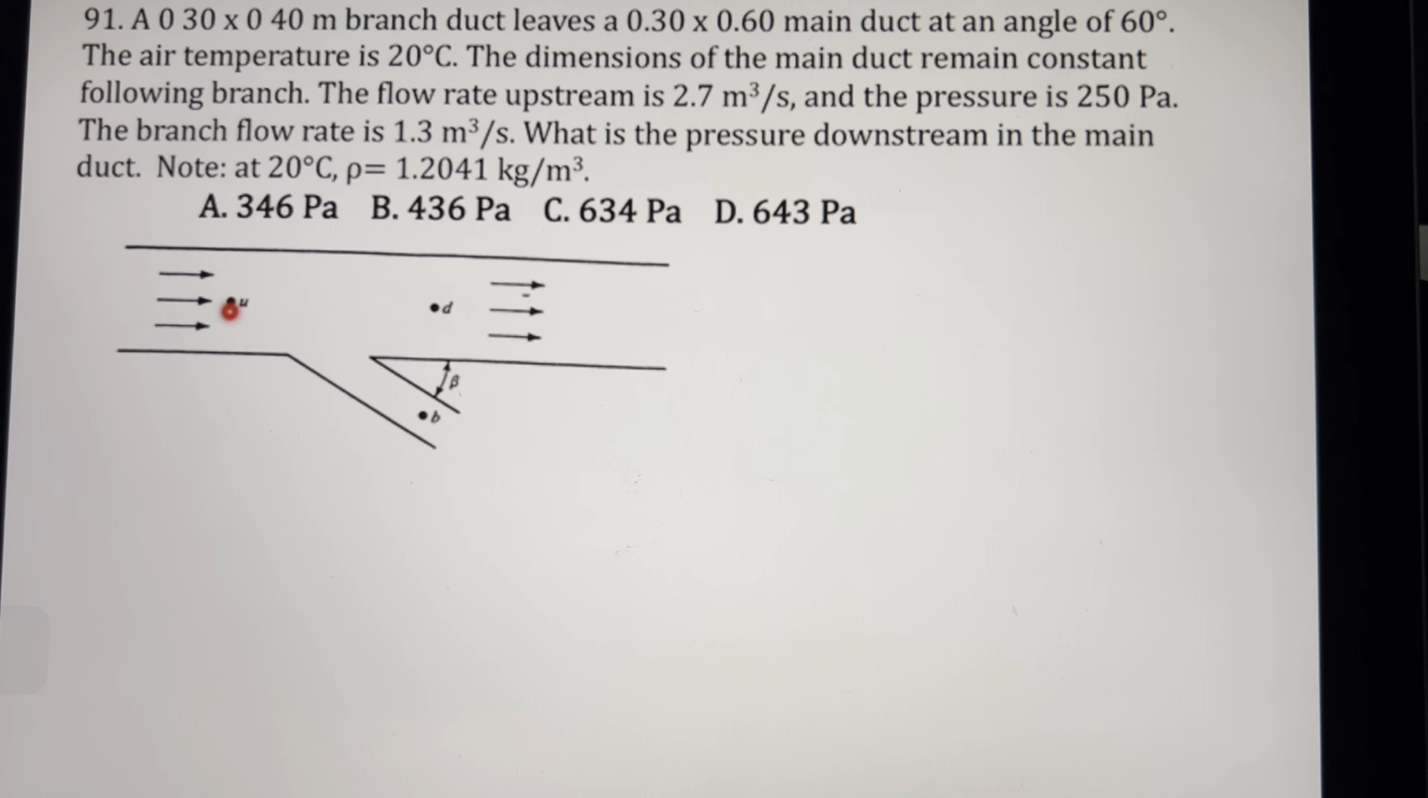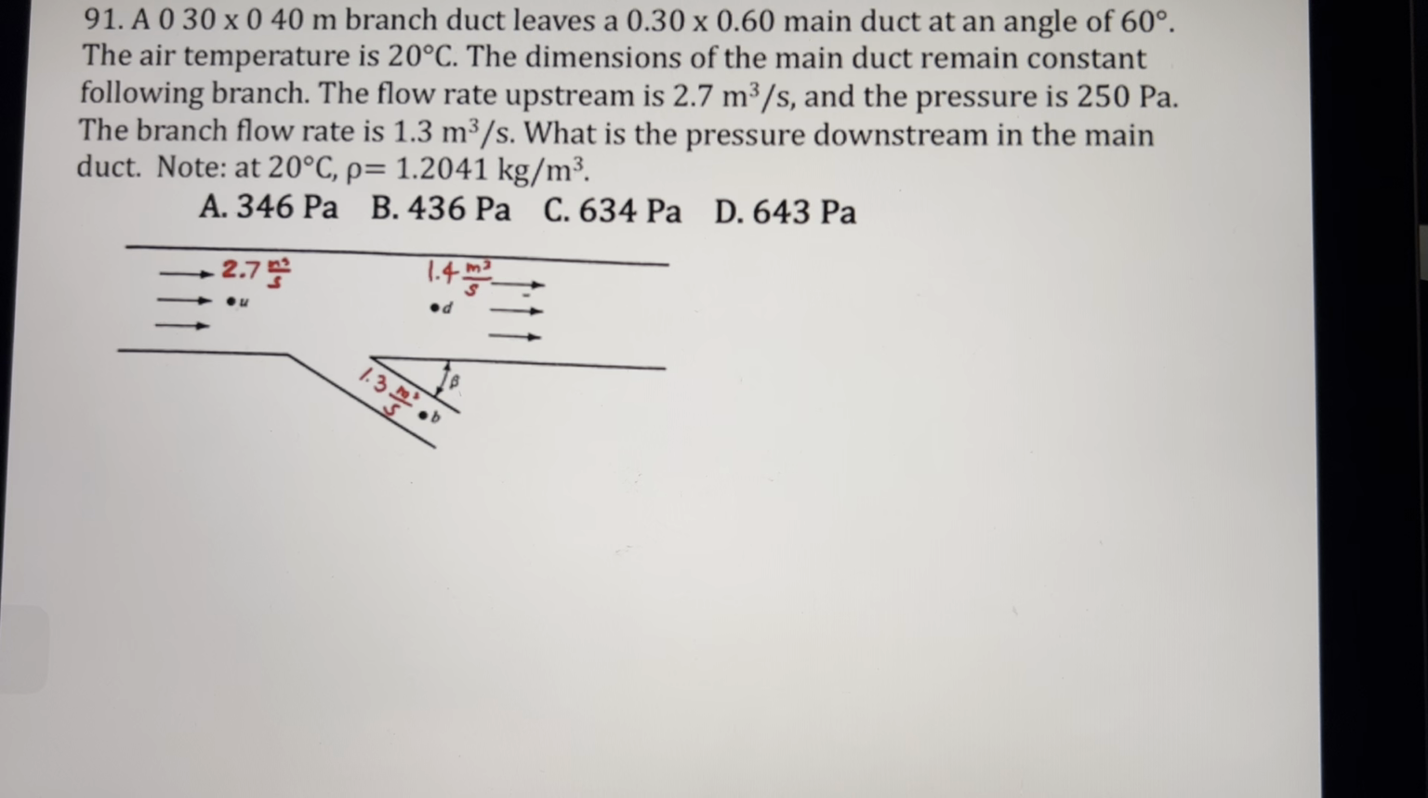Okay, so let's start with our upstream point, which has a pressure of 250 Pascal and a flow rate of 2.7 cubic meter per second. The branch flow rate, let's denote that as point B, has a flow rate of 1.3 cubic meter per second. So obviously, 1.3 came from the 2.7. So that means at the point downstream, our volume is now 2.7 minus 1.3. So that will be 1.4 cubic meter per second of flow rate at the downstream point.